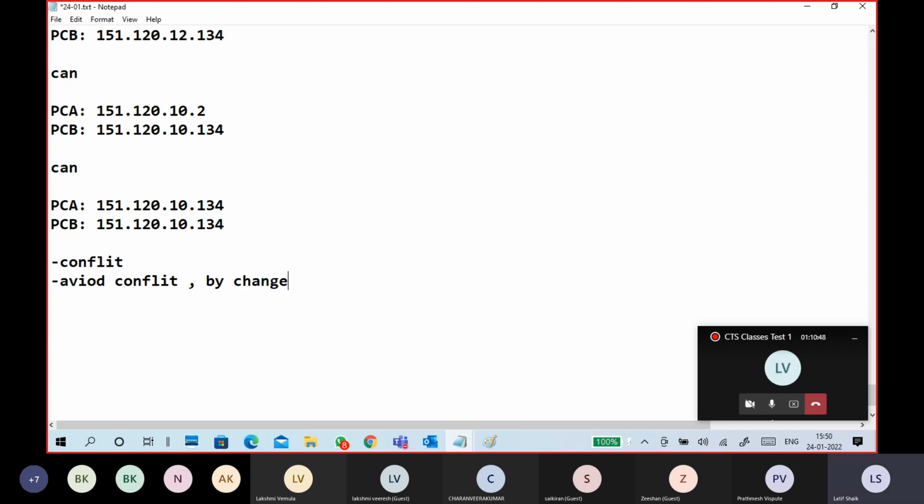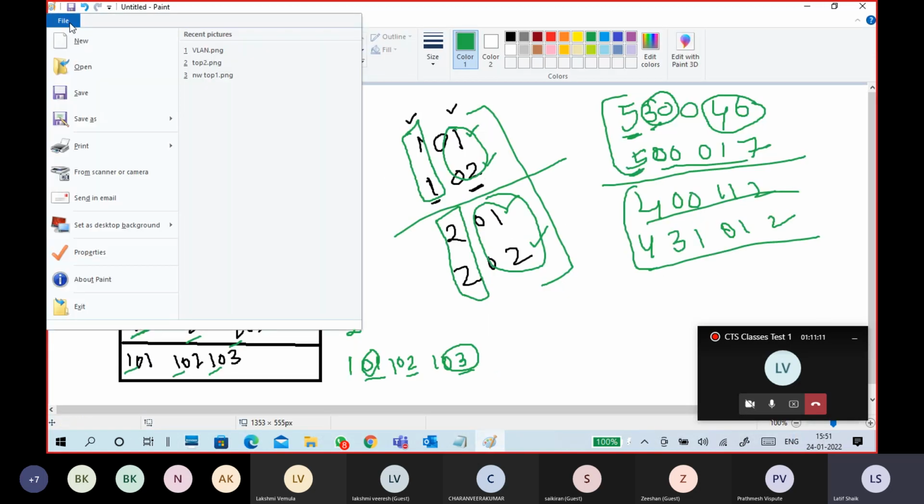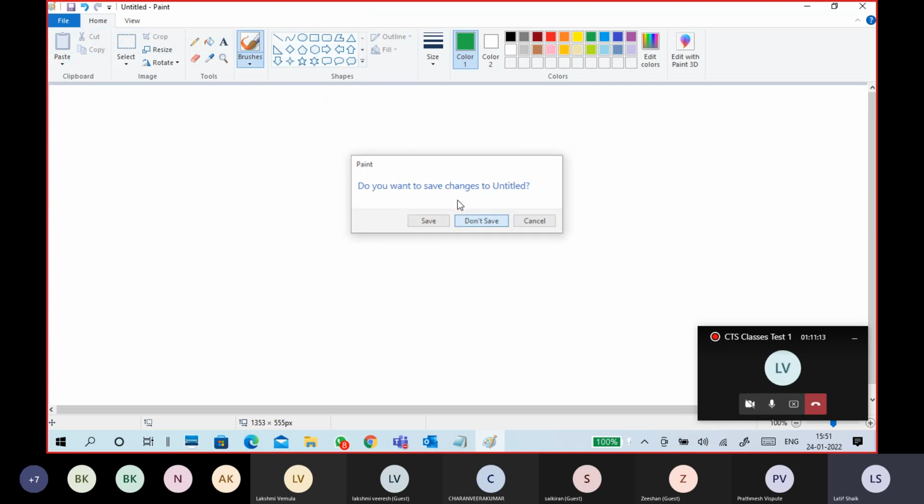How to avoid a conflict? By changing the host ID. Okay, host ID or host number, whichever you put. You guys asked one question: what is a host ID or a host number? If you really want a clear explanation, then we can go with a clear explanation like this.